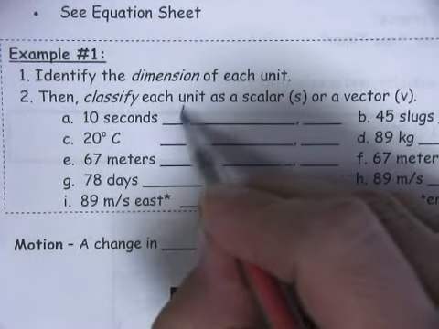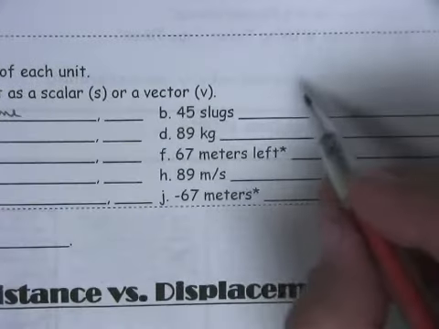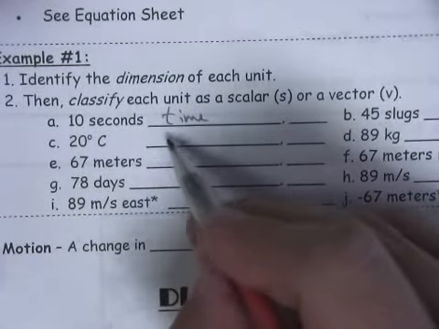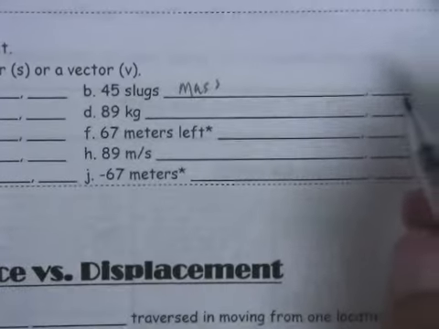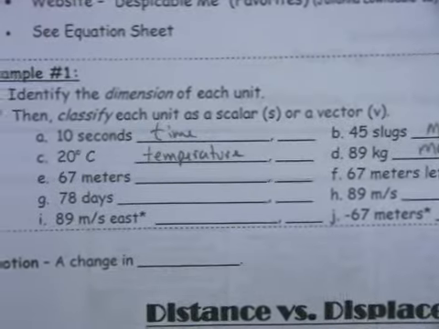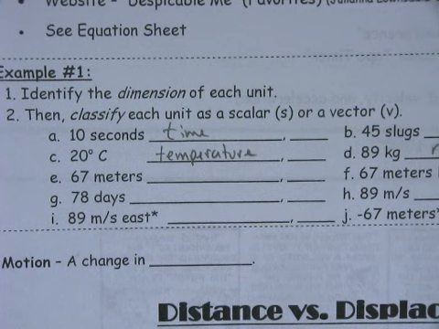So 10 seconds. We know that seconds is time. The next one is slug, which is mass. Degrees Celsius is temperature. Kilograms is mass as well. Then the directions say to classify each unit as a scalar or a vector. When we divide between a scalar and a vector, for it to be a vector, we've got direction shown some way, like up or 8 north, something. That's what I'm looking for.